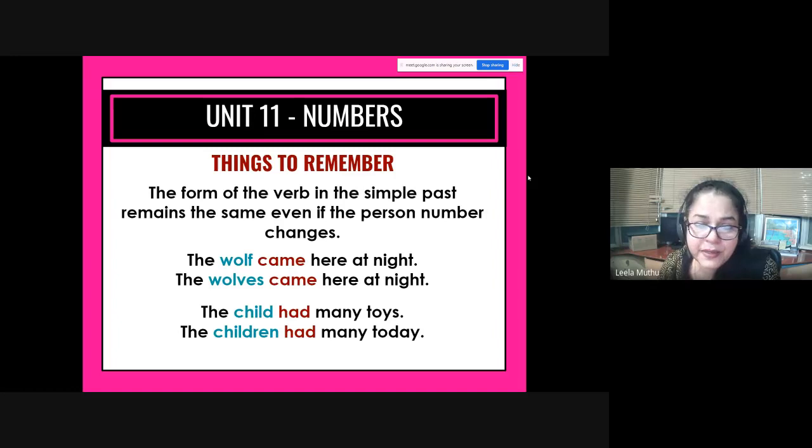Understood? Okay, the form of the verb in the simple past remains the same even if the person number changes. So, for example, when you change into the simple past, you already know that when it's in the past tense, even if the subject changes, the verb will remain the same. It will remain the same. So, the wolf came here at night. The wolves came here at night. The child had many toys. The children had many toys. Nothing changes in the past tense. That's a rule and it's nice because it's very consistent and it always is the case. Okay.